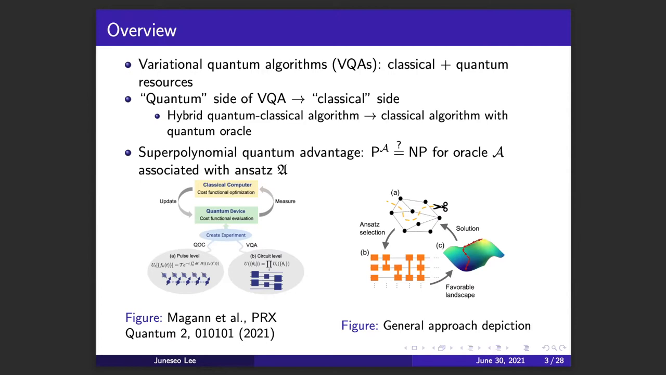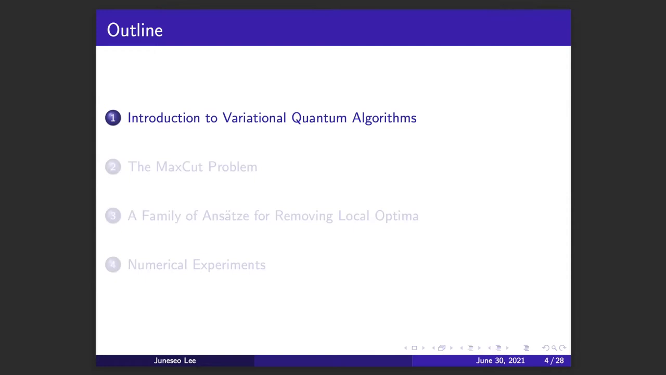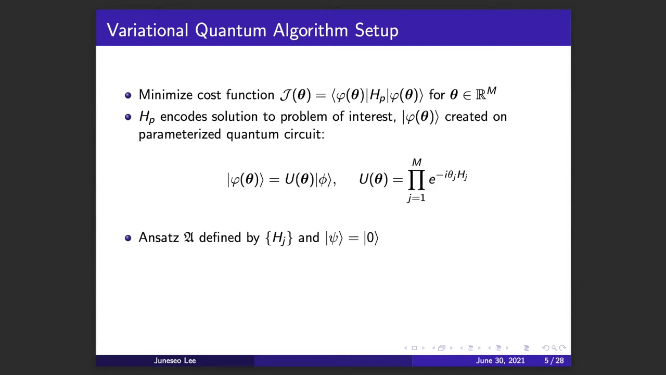Because we only have about 20, 25 minutes, I'm going to go through the next few slides pretty quickly, since I'm assuming most people here are somewhat familiar with VQAs and the MaxCut problem. But just to get on the same page in terms of notation, here we're trying to minimize a cost function J that is parameterized by some vector theta of real values, where the cost function is given by the expectation of some problem Hamiltonian H_P with respect to a quantum state psi, which is created from the initial zero state by a parameterized quantum circuit, which is defined by some ansatz A.